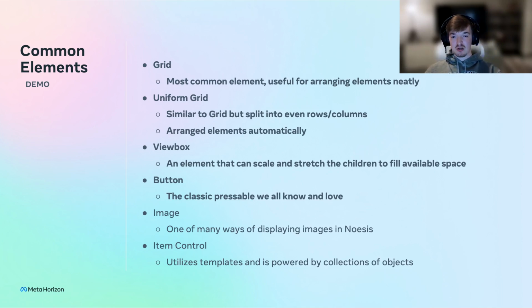Absolutely most common is the grid. Grid is where you can put in rows and columns and arrange and space them out, and then use that to neatly arrange other elements within those sections. There's also the uniform grid, which is very similar, but by default is uniform. You can specify how many rows and columns you want, and as you add children into that uniform grid, it'll automatically arrange them.